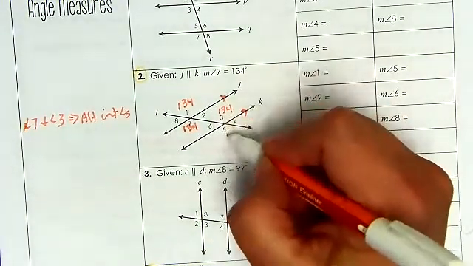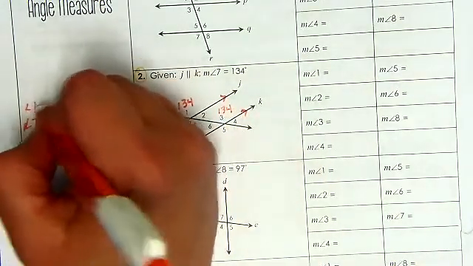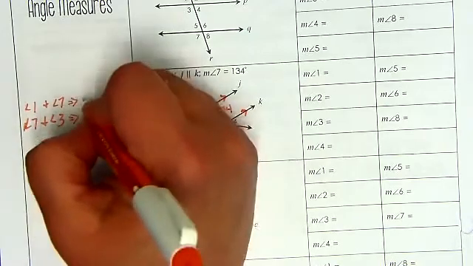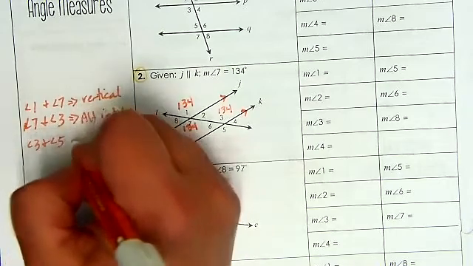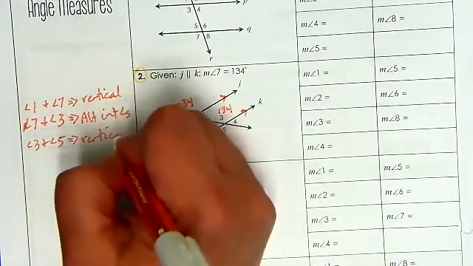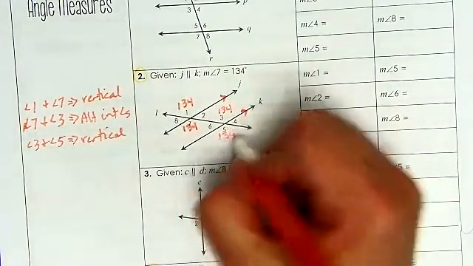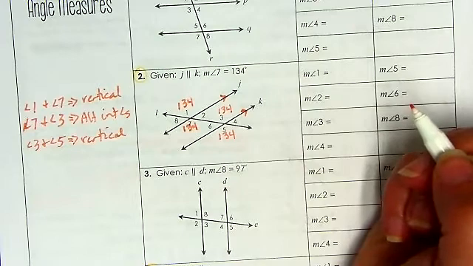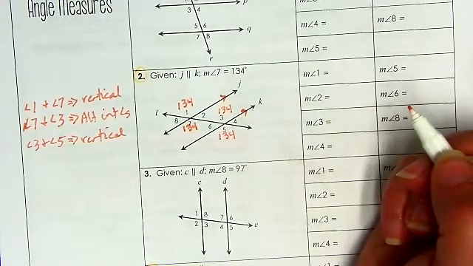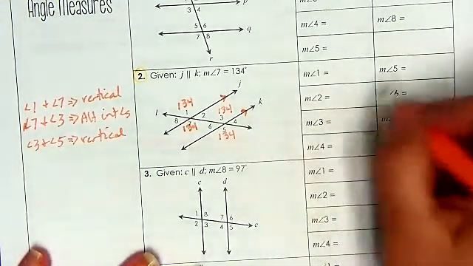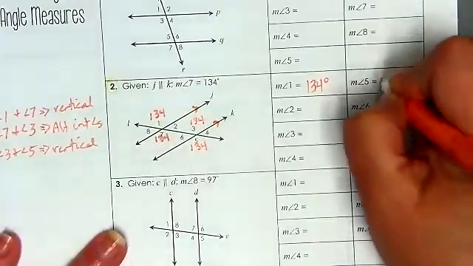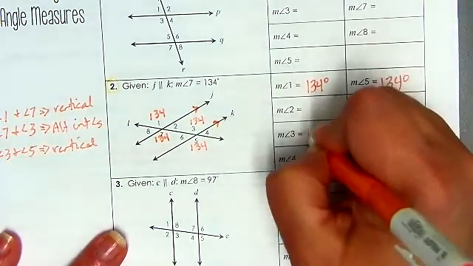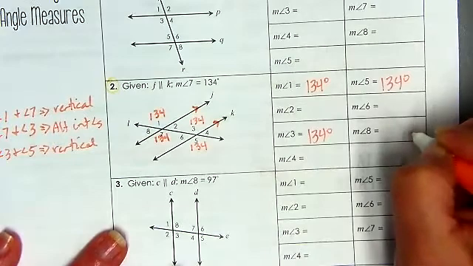Well, 3 and 5 are vertical angles. So we said angle 1 and angle 7 were vertical angles, and now we're saying that angle 3 and angle 5 are vertical angles. So this is 134. So I already found 4 angles with no calculations, just learning my relationships with my angles. Okay, so I'm going to write those down right now. So I've got 1 is 134 degrees. 5 is 134 degrees. 3 is 134 degrees.